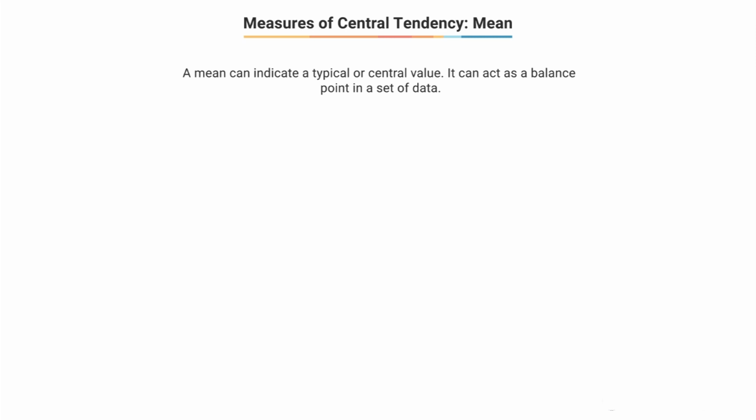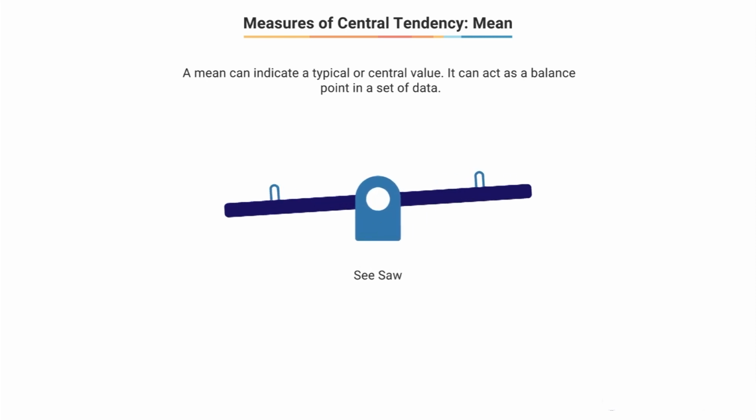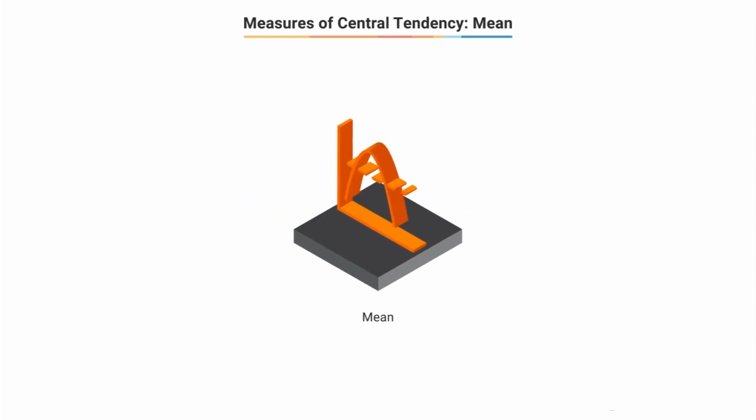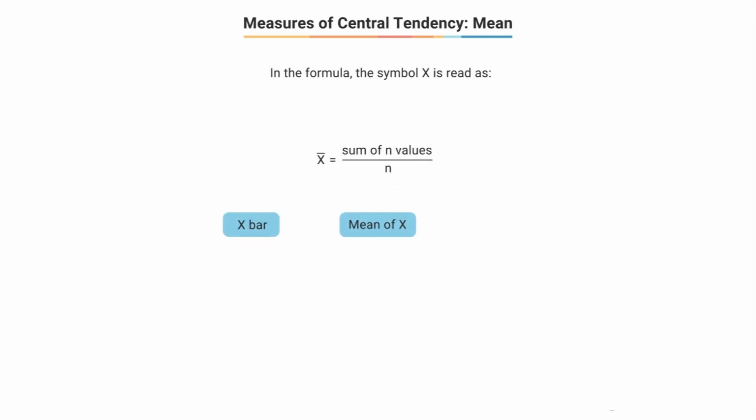The mean can suggest a typical or central value and serves as a balance point in a set of data, similar to a fulcrum on a seesaw. The mean is the only common measure in which all the values play an equal role, and that is why it is very important. The symbol x bar here in the formula, read as x bar or mean of x or average of x, represents the mean of the sample.